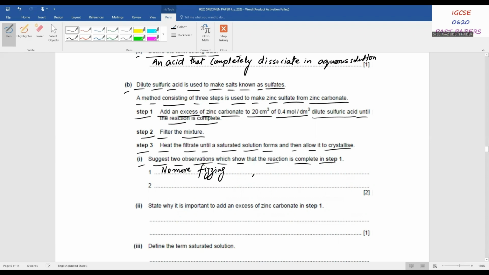Zinc carbonate exists in the solid state. So when the reaction is complete, no more solid dissolves. So you write ZnCO3 stops dissolving. Number two, state why it is important to add an excess of zinc carbonate in step 1. So that it can use all the acid.